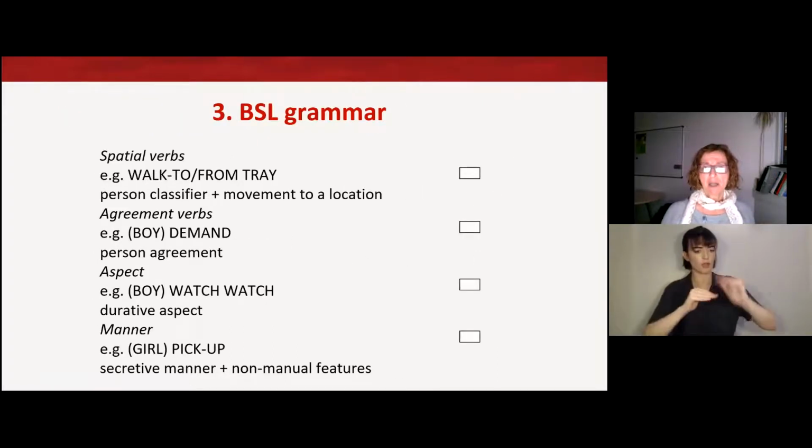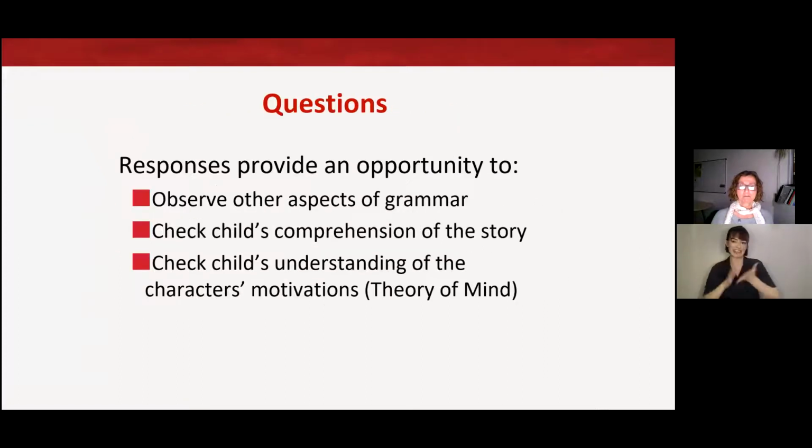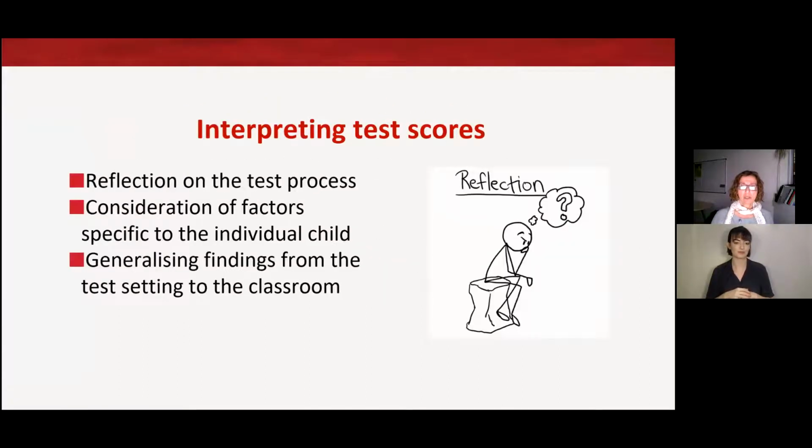And then the test also looks at aspects of BSL grammar. And this is an example of looking at some of the features. We look at spatial verbs, agreement verbs, aspect. Sorry, I haven't got time to go into that any further. We also look at role shift, because of course role shift is a very important part of storytelling in any sign language. I won't dwell on those now, because I want to talk a bit more about interpreting test scores.